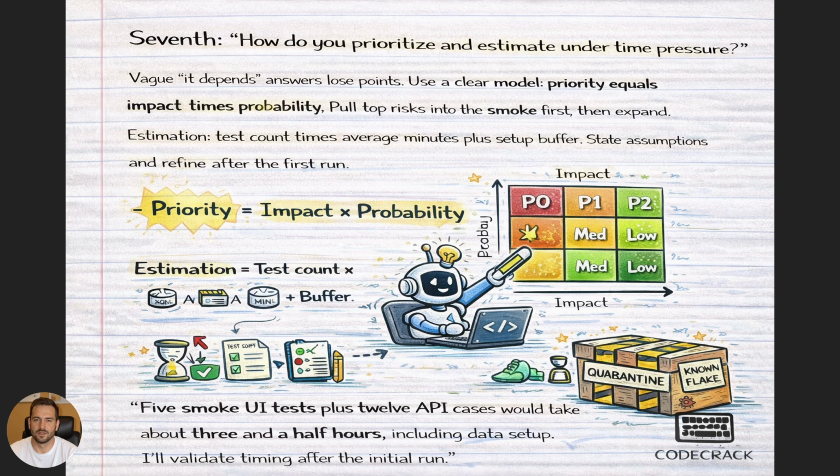Seventh, how do you prioritize and estimate under time pressure? Vague "it depends" answers lose points. Use a clear model. Priority equals impact times probability. Pull top risks into the smoke first, then expand. Estimation: test count times average minutes plus setup buffer. State assumptions and refine after the first run. Example: 5 smoke UI tests plus 12 API cases would take about 3.5 hours, including data setup. I'll validate timing after the initial run.